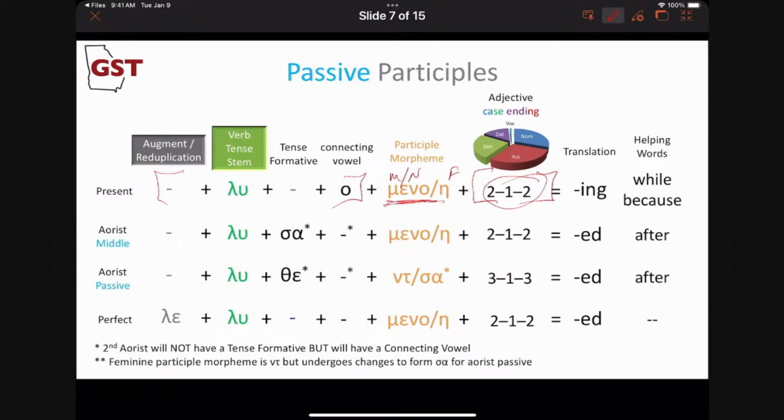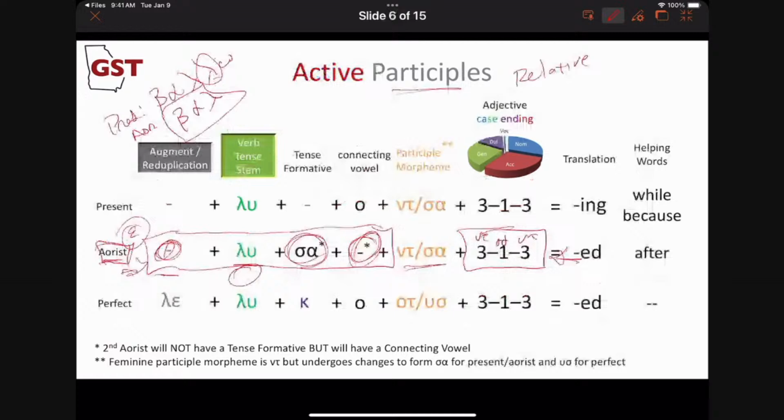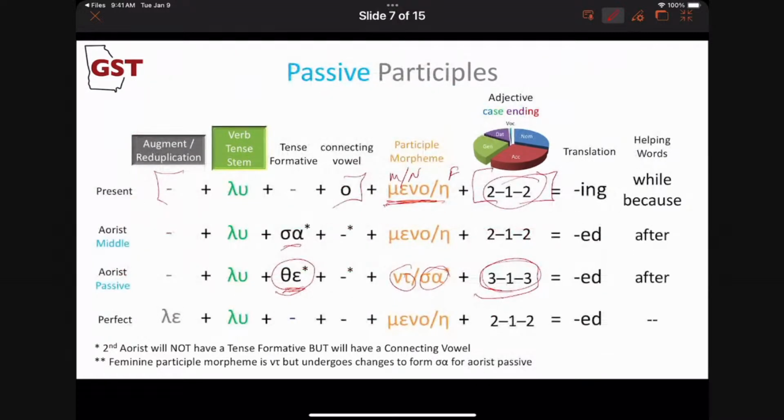You can tell automatically this is a middle, excuse me, a middle passive. Actually, passive. There's a difference in the middle and the passive. The aorist passive, though, has two unique things on it. It's going to use not the sigma alpha, but the theta eta. That's important. It's using the theta eta, and it's going to use the same participle morphemes and the 3-1-3 declension pattern as our active. All right, and you'll see it today when we go through a couple examples.